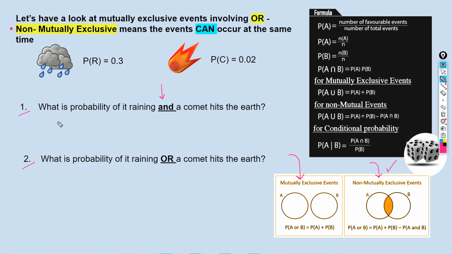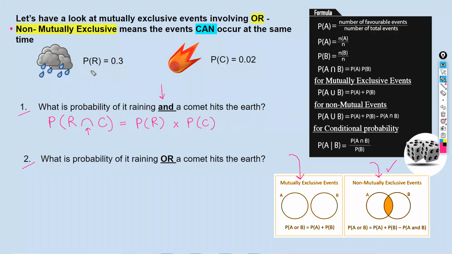So how would you write this in the exam to get full marks? You would write it like this. What's the probability of it raining? So R is for raining. And this is a symbol for intersect or "and" on the CXC, well, almost any syllabus. And a comet hitting Earth. So in a case like this, this represents the word "and." So it's the probability of it raining multiplied by the probability that a comet hits Earth.